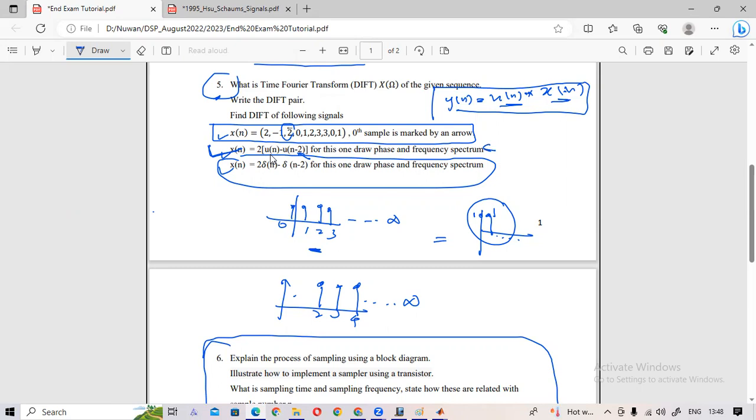Okay, we have done this kind of question. Now, this one has actually two samples. Sorry, this signal is multiplied by 2. So this will be 2, 2.